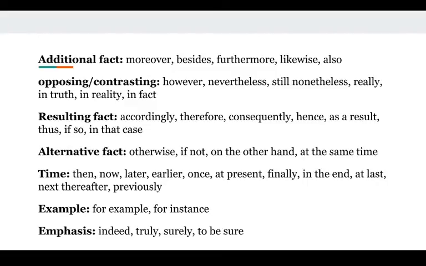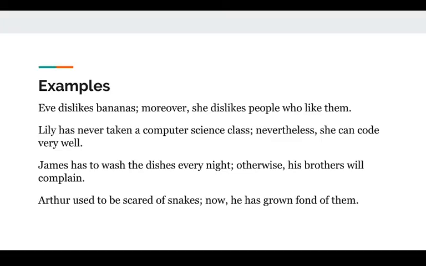And then, to show time, I should have written: then, now, later, earlier, once, at present, finally, in the end, at last, next, thereafter, previously. You can say during dawn, at sunset, whatnot. Example is pretty straightforward: for example or for instance. And for emphasis, you can use the words indeed, truly, surely, and to be sure. So I'm going to go through some examples using these adverbs and how the punctuation should look when you're using them.